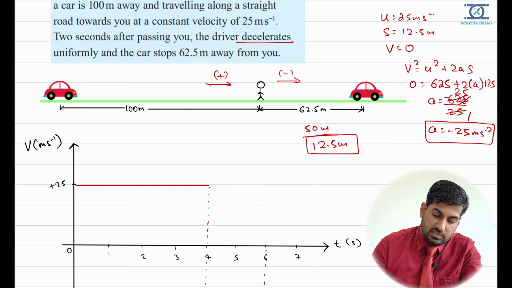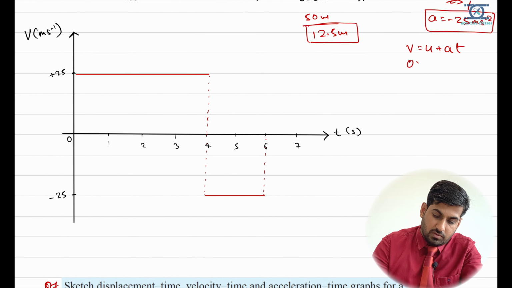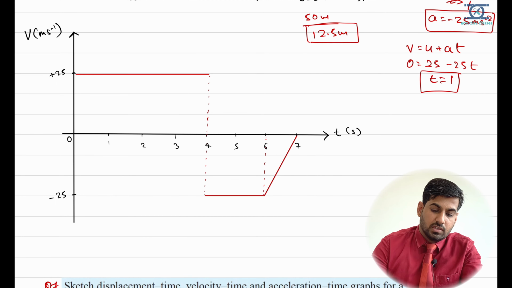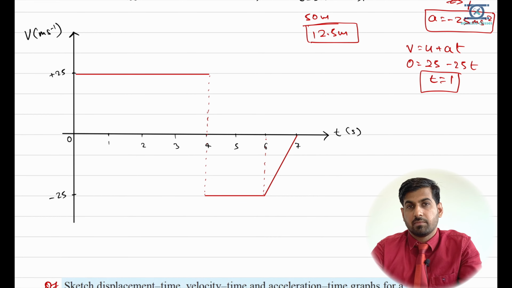And the distance it covered, so I can use v equals u plus at to find out the time, right? So v is 0, u is 25, minus 25 into t. So t will be 1 second. It means that in the next 1 second it decelerates uniformly to zero. So this will be the graph for your velocity versus time graph.